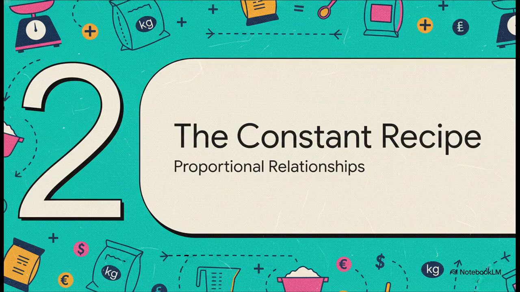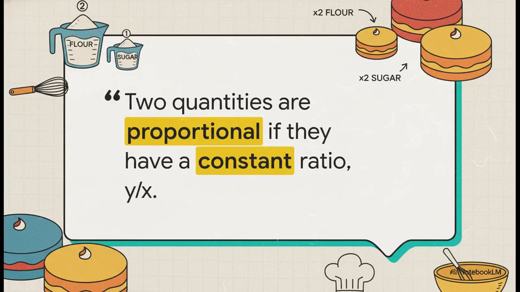Okay, now let's build on that idea. When that unit rate, that price per kilogram, stays exactly the same no matter how much you buy, we've stumbled onto something really special in math. It's called a proportional relationship. Now, that sounds super technical, I know, but it's actually really simple. Just think of it like a perfect recipe. If your recipe calls for 2 cups of flour for every 1 cup of sugar, that's your constant ratio. If you want to make a bigger cake, you can't just add more flour. You have to use 4 cups of flour and 2 cups of sugar. See? The ratio, the taste of the cake, stays the same. That's all a proportional relationship is.